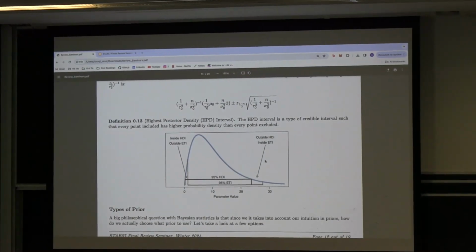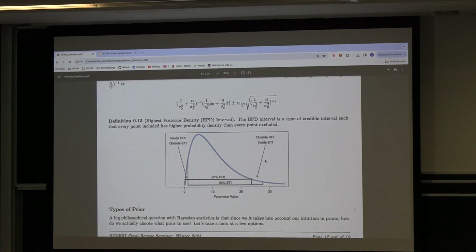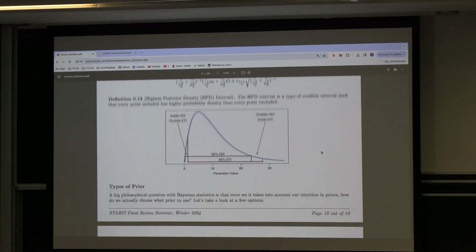While a confidence interval usually is just equal on both ends, so for example, if it's 95%, you get rid of 2.5% on each end. For the HPD, instead, you look at the distribution, and you get the 95% that is the narrowest inside, and that's the HPD. So that's just something you should know.